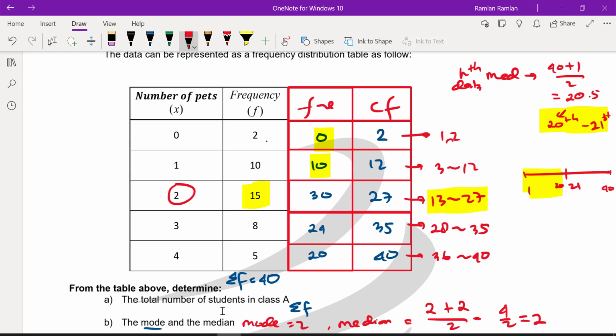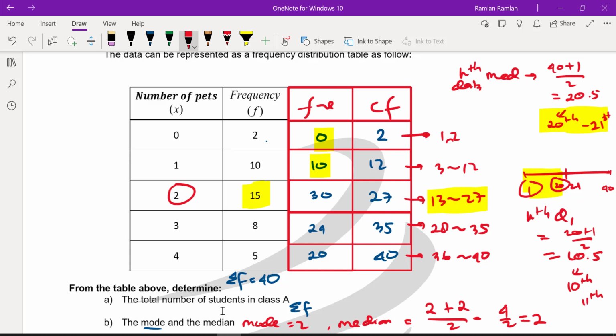So which means that the nth data for the quartile 1, or the lower quartile, is 20 plus 1 divided by 2. So it's 20 plus 1 divided by 2, which equals 10.5, meaning that the quartile 1, or the lower quartile, is going to be between data number 10 and data number 11.